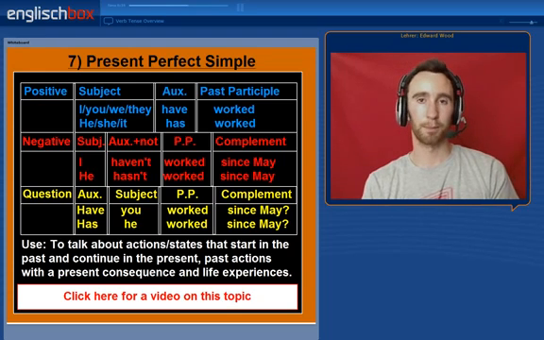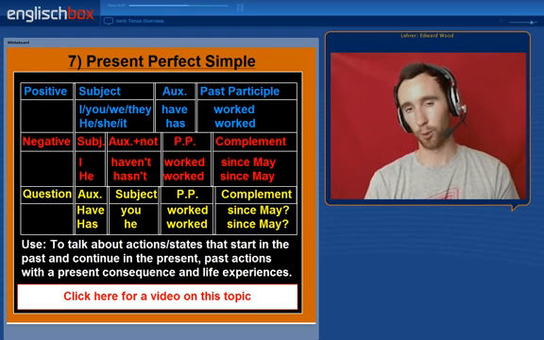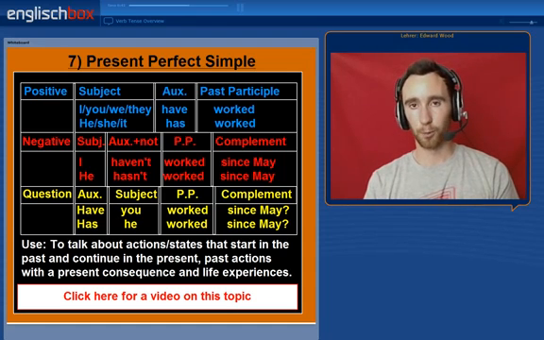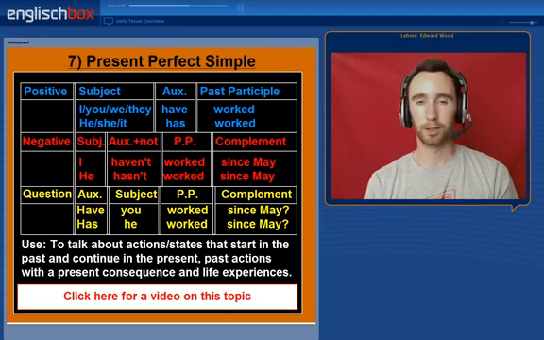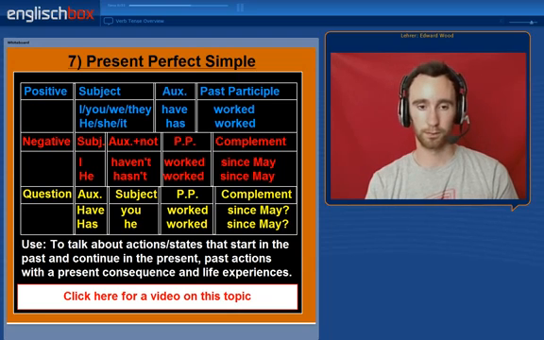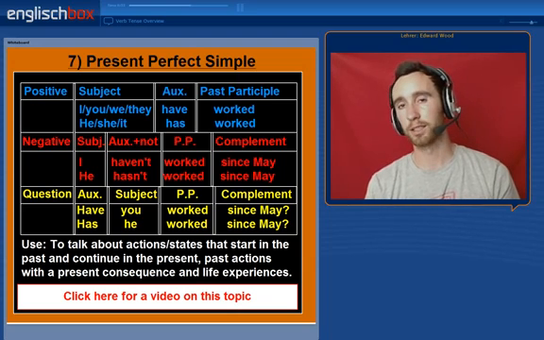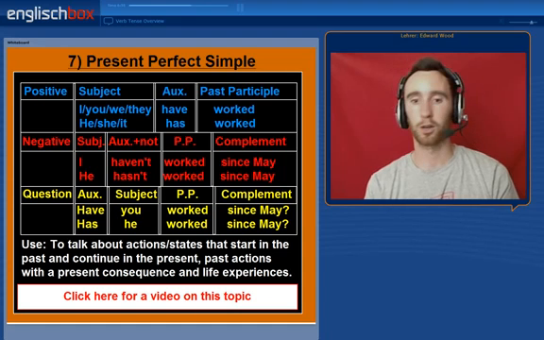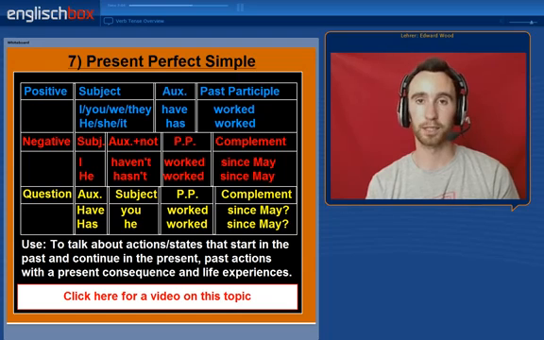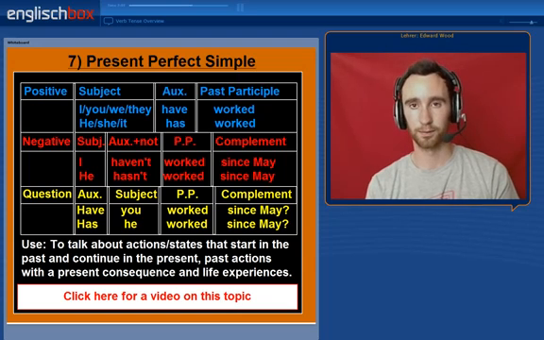Tense number 7 is the present perfect simple. Now this tense causes many problems for people learning English. We use this tense when we are talking about an action or a state that started in the past and is still true in the present. We also use it for actions that happened in the past but have a present consequence, and to talk about life experiences.